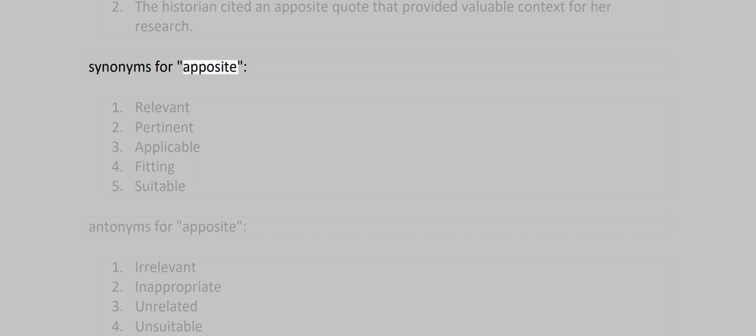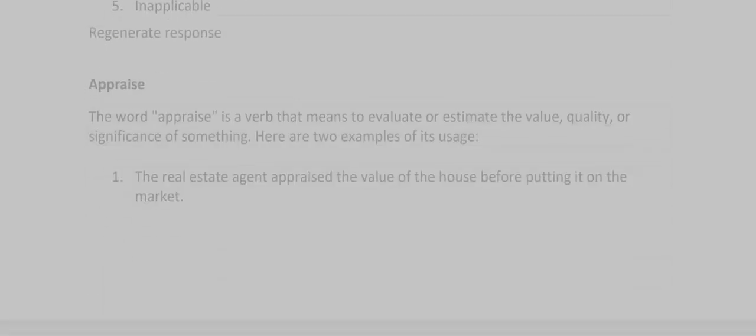Synonyms for opposite. 1. Relevant. 2. Pertinent. 3. Applicable. 4. Fitting. 5. Suitable. Antonyms for opposite. 1. Irrelevant. 2. Inappropriate. 3. Unrelated. 4. Unsuitable. 5. Inapplicable.